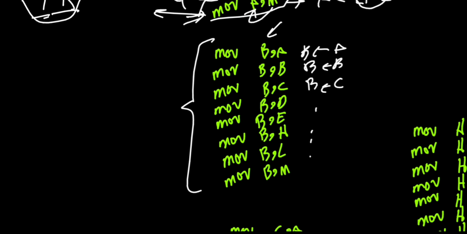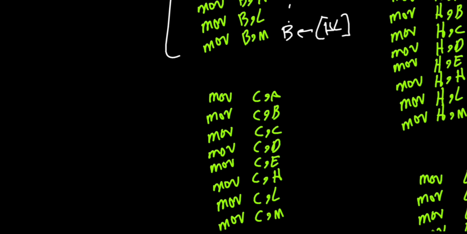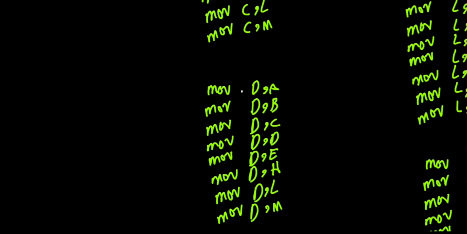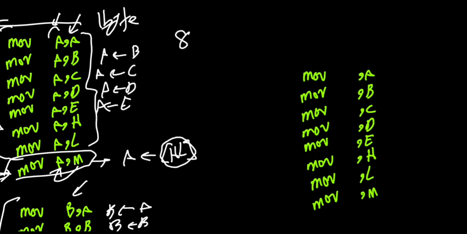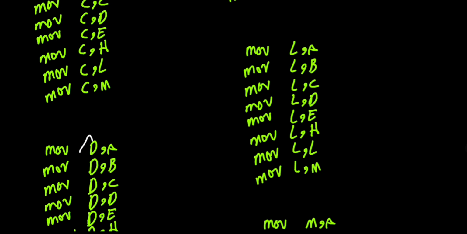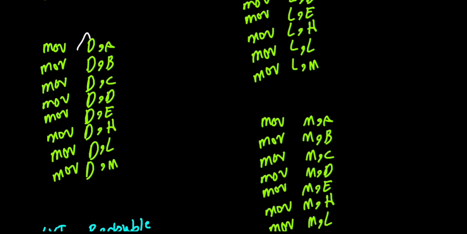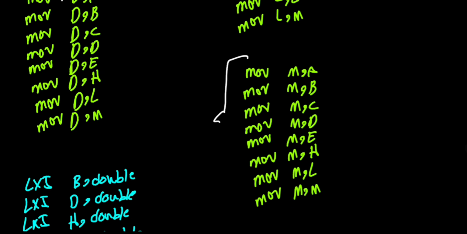C to B up to M to B, which again a memory cell has been selected by the contents of the HL register pair. The contents would go from memory to the register, and like before, the steps would be absolutely the same. Then the C would be the destination, then D would be destination. After that, the E would be the destination, and H and L would also be the destination.